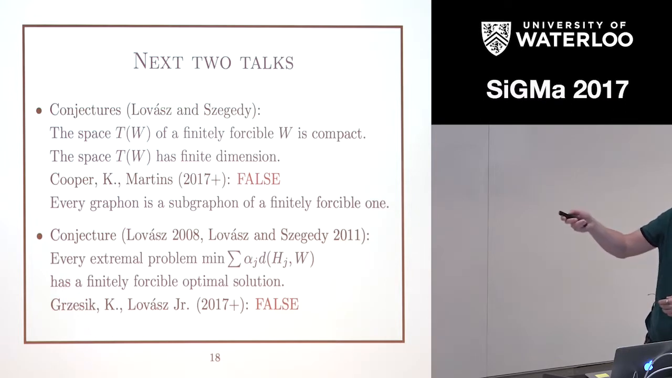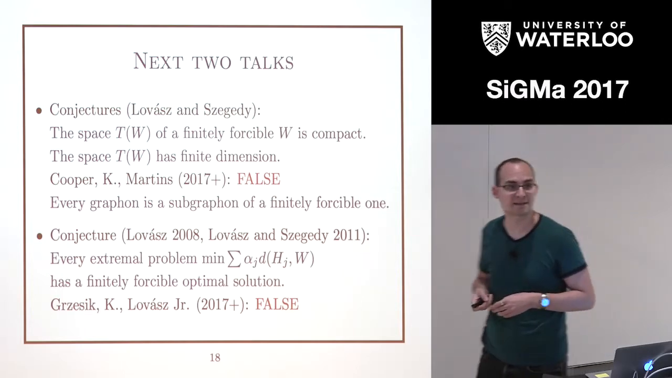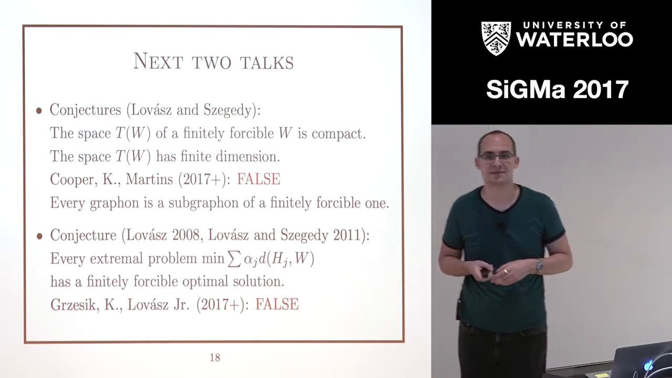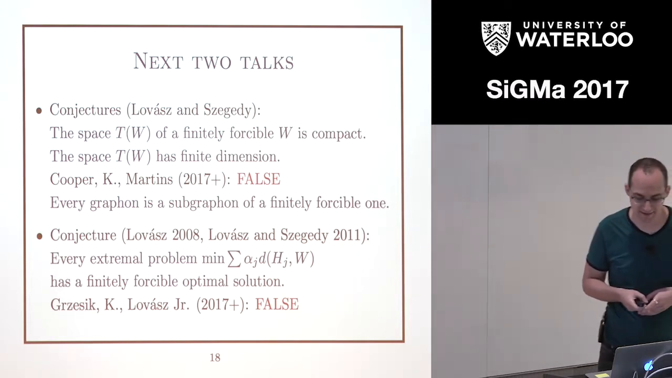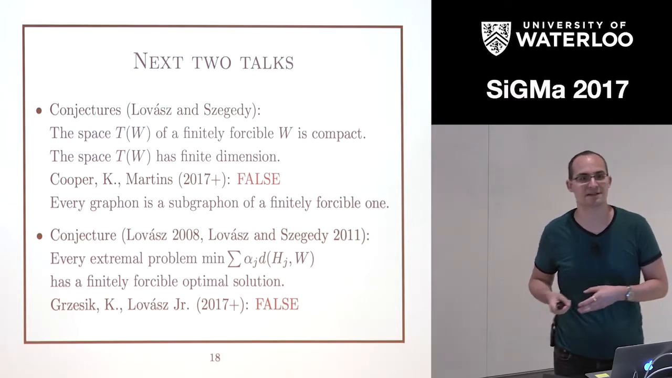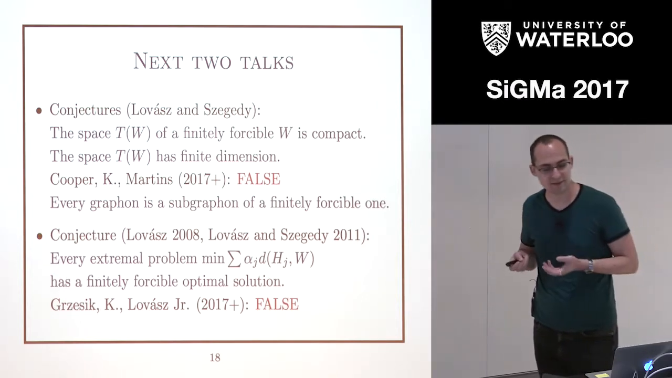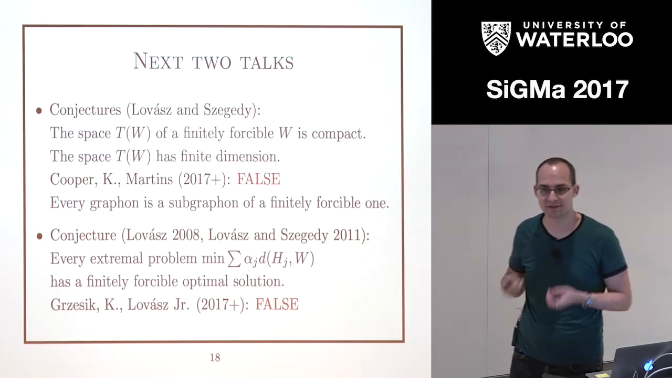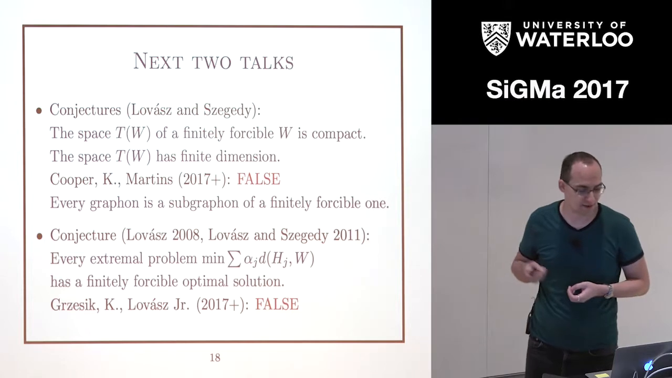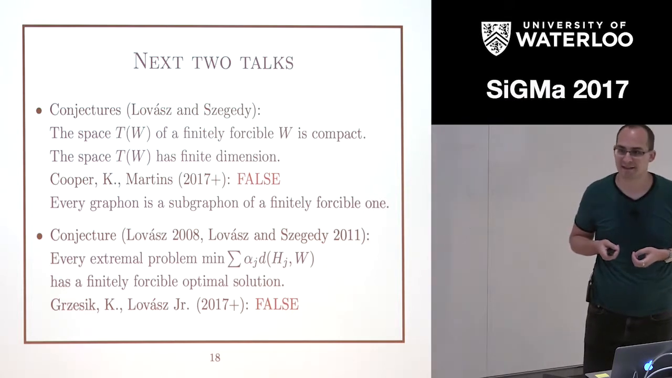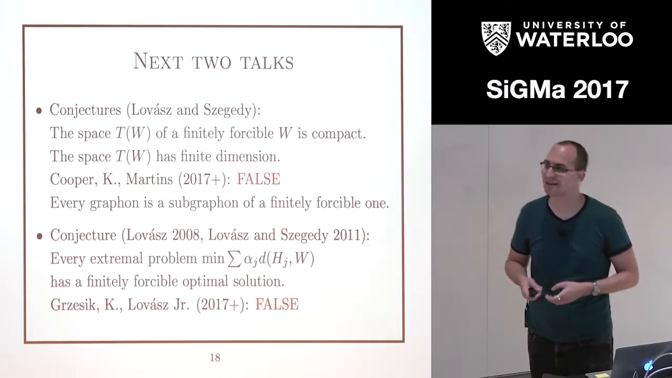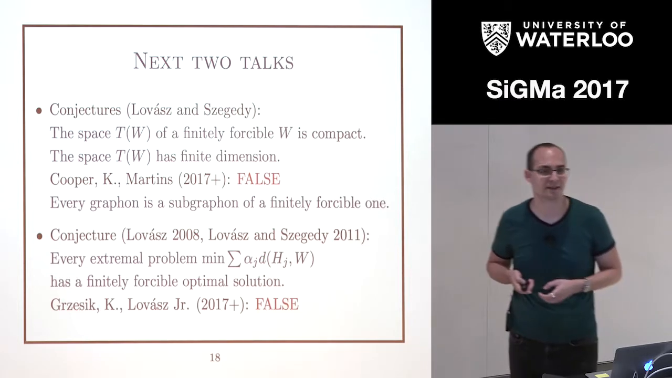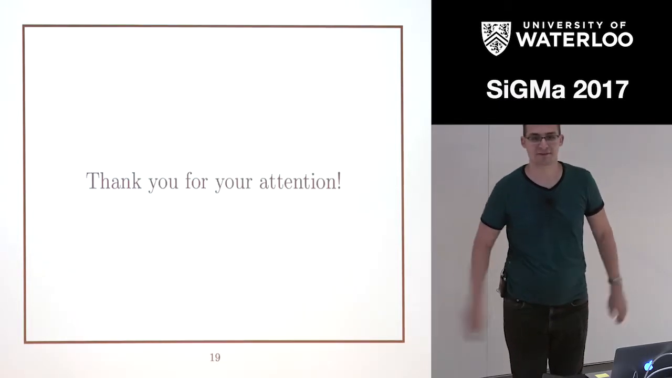And now it's an advertisement break, and this is an advertisement for the next two talks. The first news is that there's no simple structure. Thaisa Martins, my student, who is somewhere in the audience, will be talking about how these two conjectures heavily fail. And also the other conjecture, that every problem in extremal combinatorics has a finitely forcible optimal solution, is also false, and this is a more recent result with Andrej Grzesik and László Miklós Lovász, so not the Lovász I was mentioning all the time in the talk, but his son. And he will be talking about this result also today. And with this, I want to thank you for your attention.